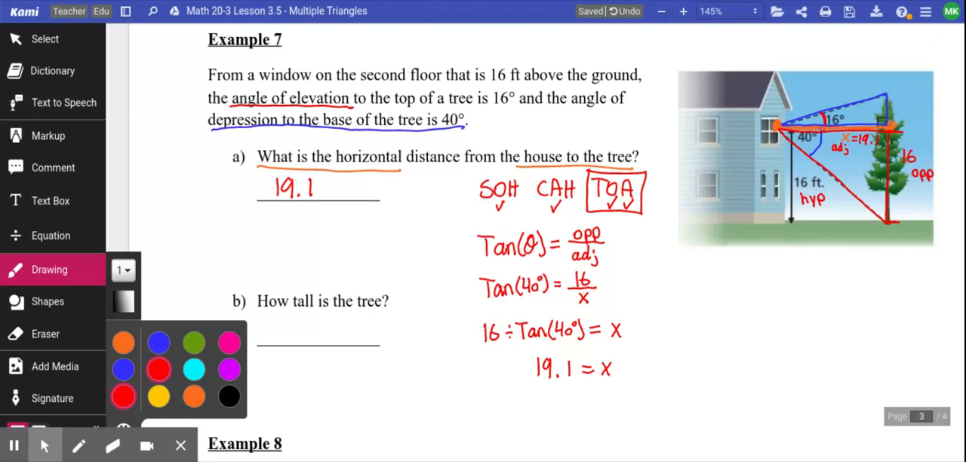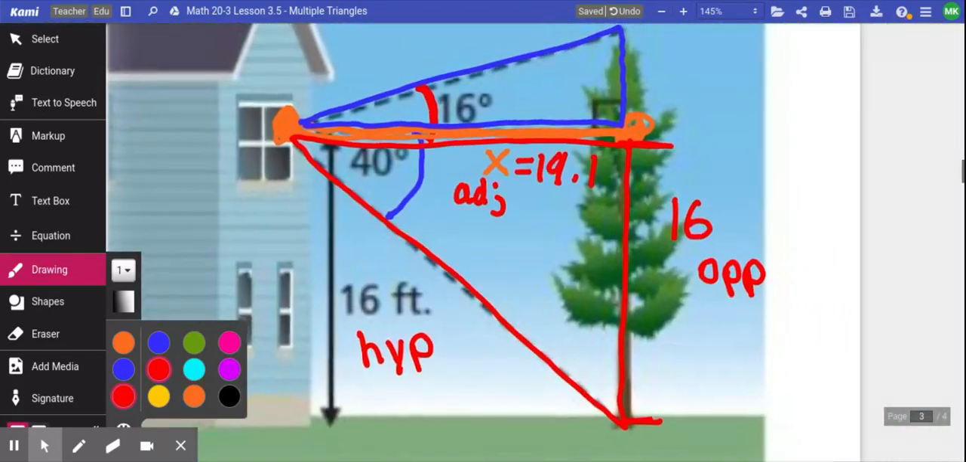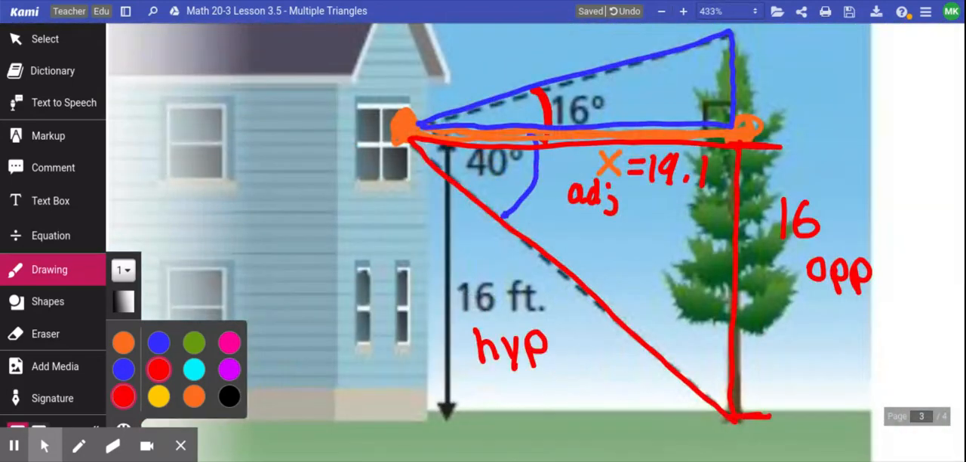Wonderful. Question B says, how tall is the tree? If I look at this, it's only 16 to here, but there's still the remaining top of this tree. So you need to do 16 plus whatever this distance is.